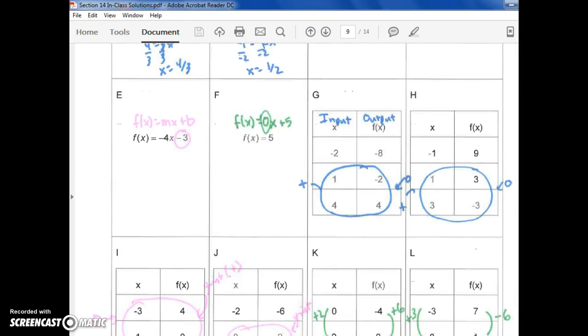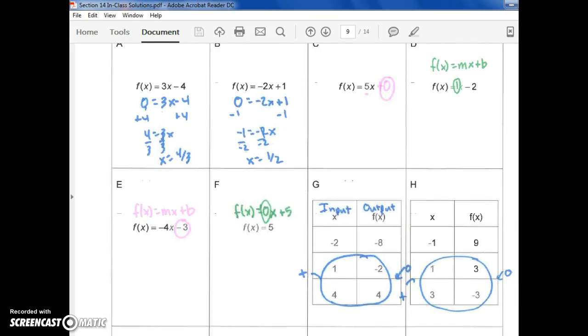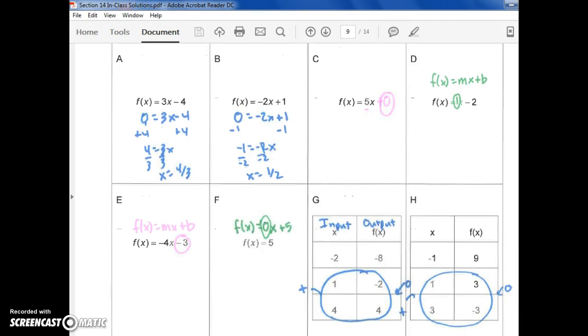And in round 5, we're asked to find the y-intercept. The y-intercept, if it's in a function rule, is fairly easy to pick out if we understand the structure of the equation. We have f of x equals mx plus b. This guy right here, the b, that's your y-intercept. So when I find f of x equals -4x minus 3, b is right there. And in c, we had 5x. There's nothing after that, but I can write it as a plus 0. That's my y-intercept, plus 0.